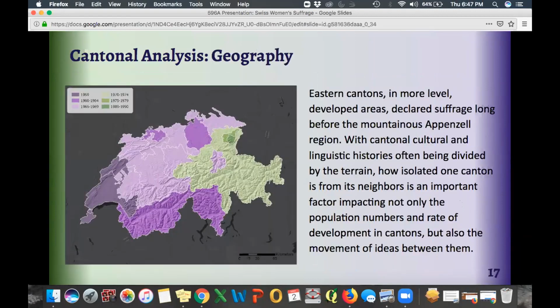Lastly, in the particular case of Switzerland, geography needs to be taken into consideration, as the differences in terrain in Switzerland seem to reflect earlier versus later adopters of women's suffrage, as well as different cantonal cultural and linguistic histories. How isolated one canton is from its neighbors could be important in impacting not only how the population in that area grows, but also how the movement of ideas is undertaken between the cantons.